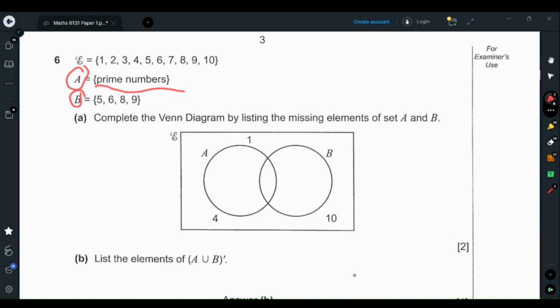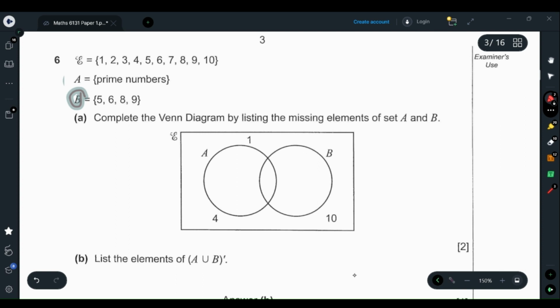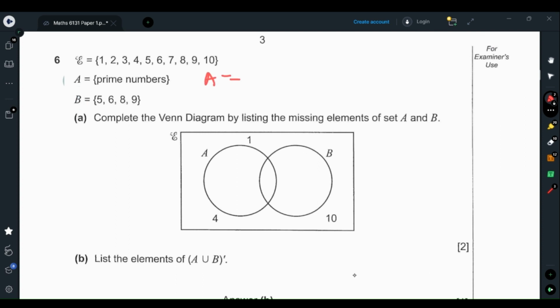So, set A consists of all prime numbers. Prime numbers are numbers that are divisible by 1 and itself. That is 2, 3, 7. That's all. Complete the Venn diagram by listing the missing elements of set A and B.